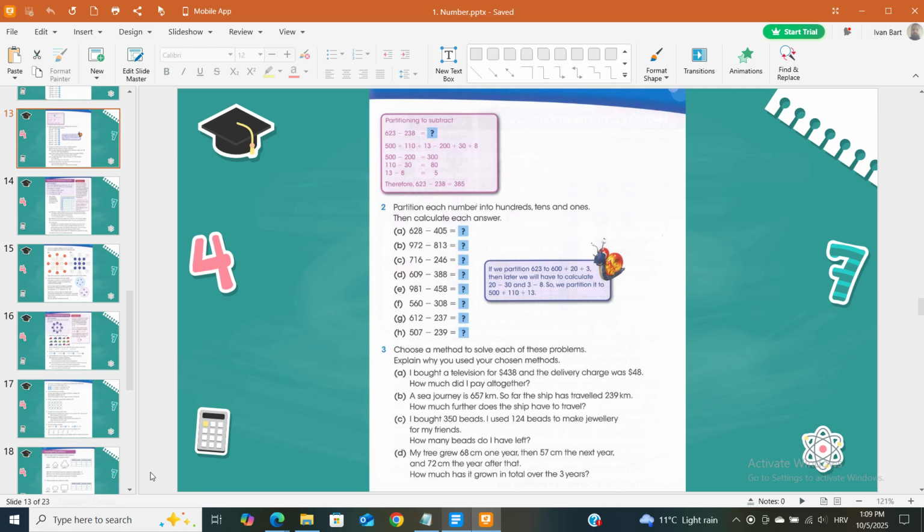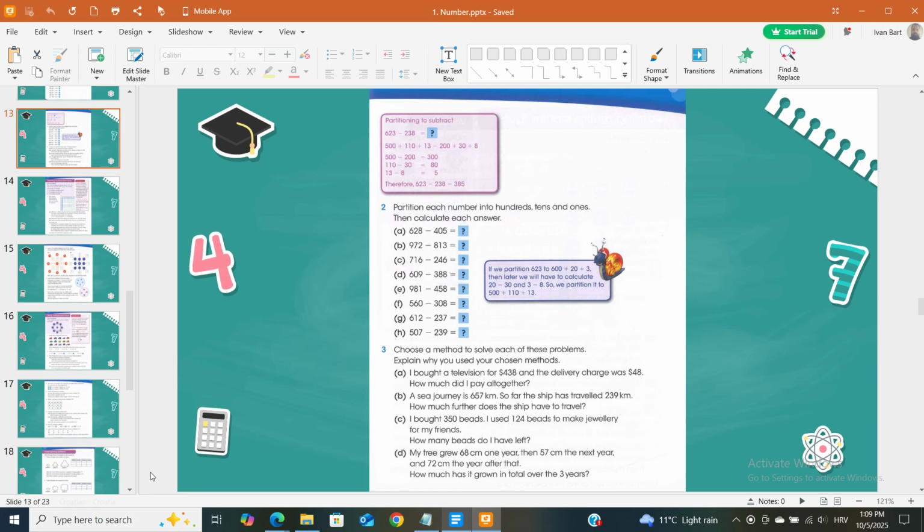If we partition 623 into 600 plus 20 plus 3, then later we will have to calculate 20 take away 30 and 3 take away 8. So, we partition it into 500 plus 110 plus 13. 3. Choose a method to solve each of these problems. Explain why you used your chosen methods.